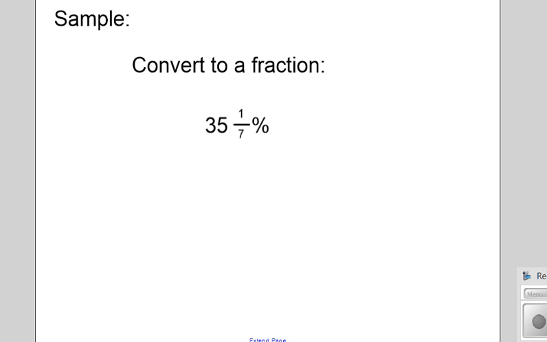All right, here's a sample problem. Go ahead and work through this one as you convert this percentage to a fraction.